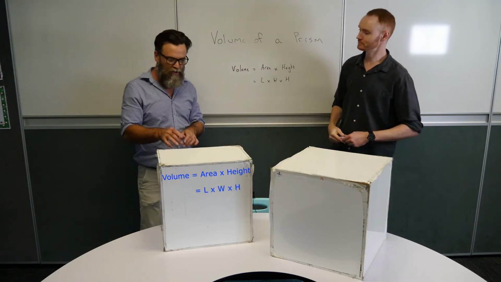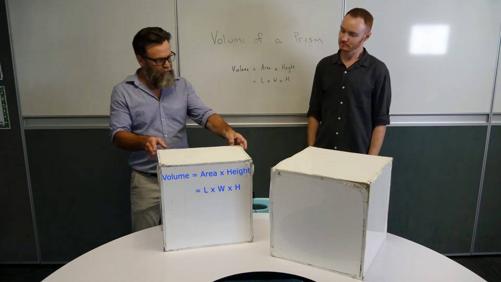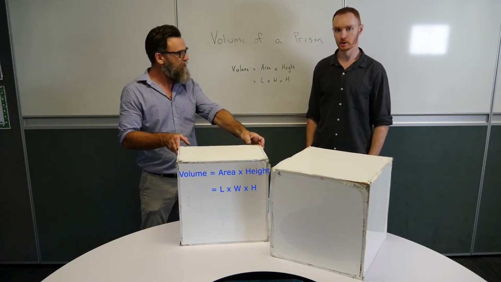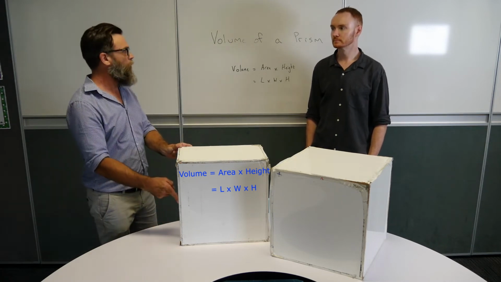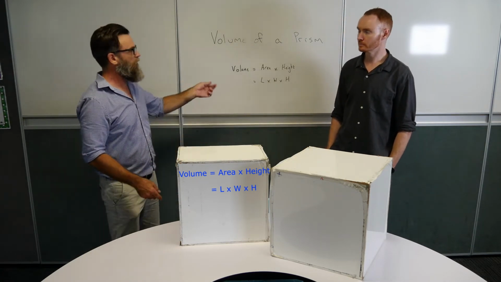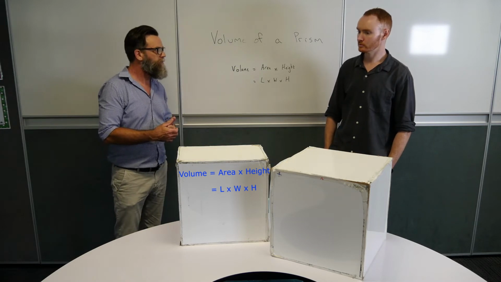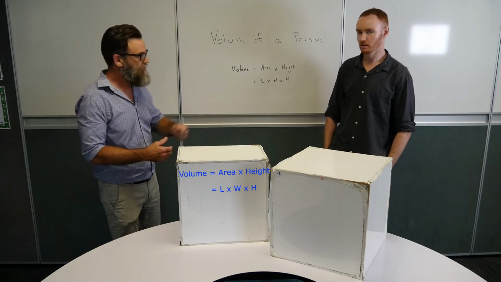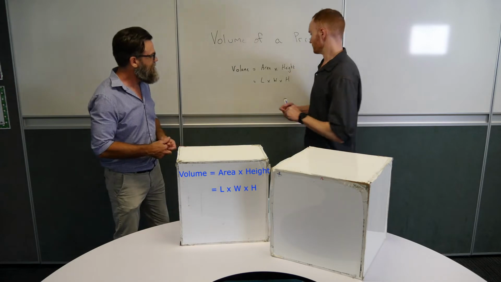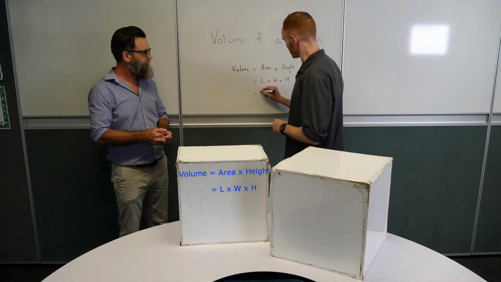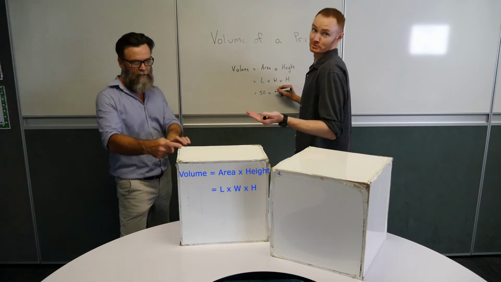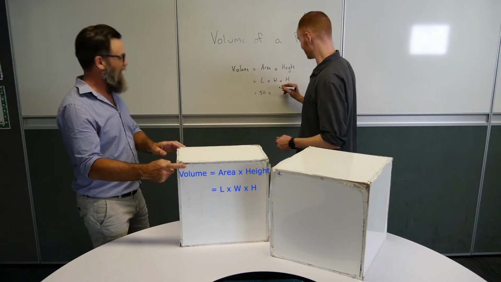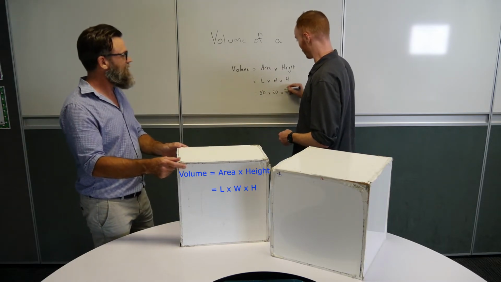Now it just so happens the length of this one here is 50 centimetres. The width is 20 and the height is 40 centimetres. Do you think you'd be able to work out the volume for that? Let's have a go. So, the length was 50 centimetres. The width was 20 centimetres. And the height was 40.